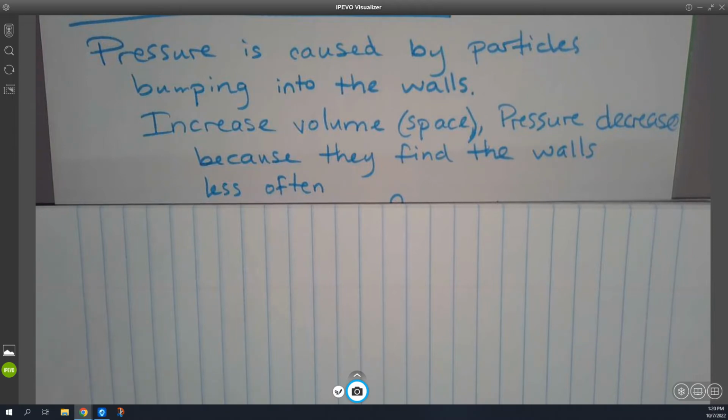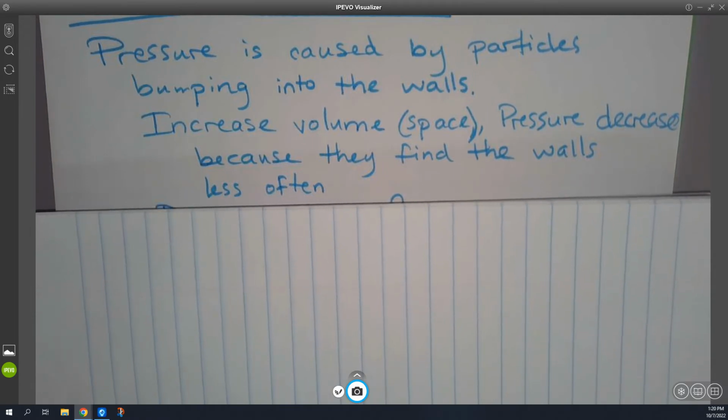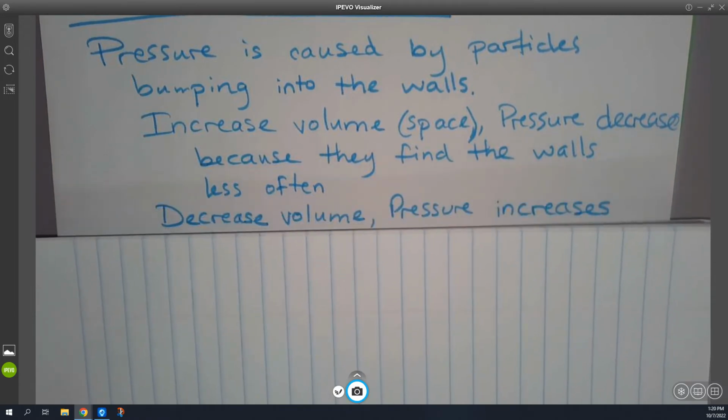Now, of course, are particles intentionally going around looking for walls? Do particles have brains? No. But they do hit the walls more often or less often. All right. It goes the other way too, right?